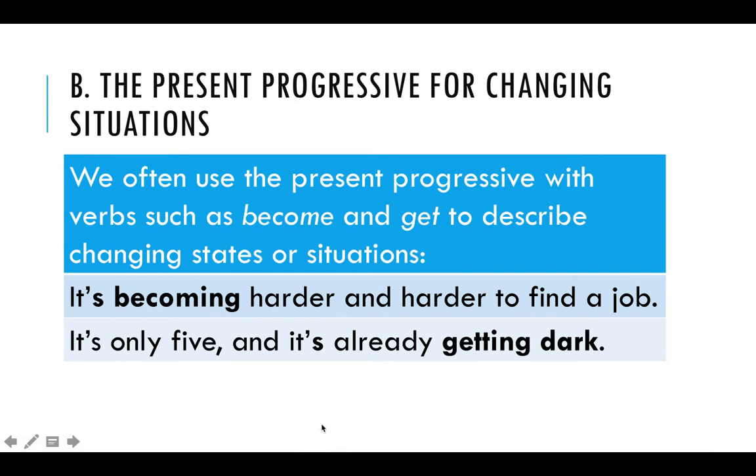Okay, we often use the present progressive with verbs such as become and get to describe changing states or situations. So it's becoming harder and harder to find a job. This is something that's changing. It used to be easier. It's only 5, but it's getting dark. It's changing from light to dark.